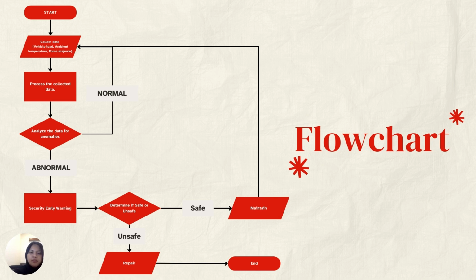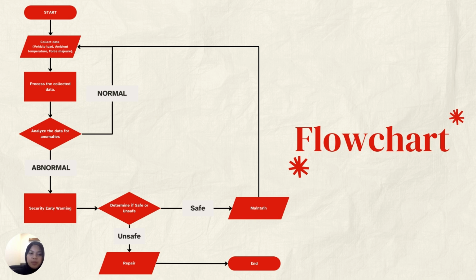So here is the flow chart. We begin with the start, then we collect the data such as vehicle load and ambient temperature. Then the data is collected and processed. Then we analyze the data for anomalies. If it's normal, then we can go back to the collection of data.